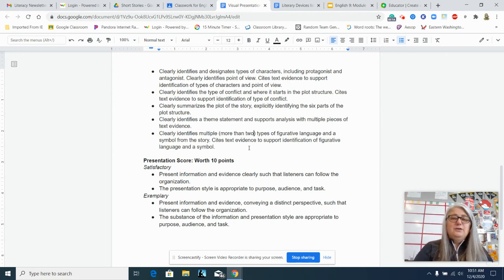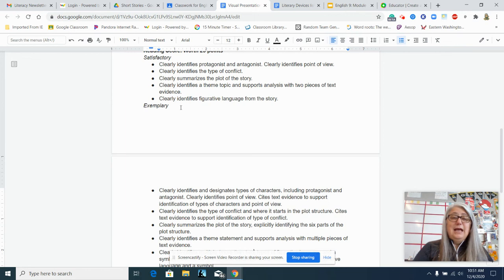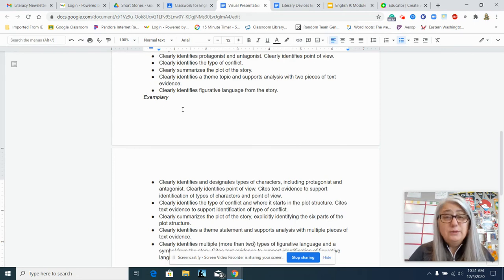Okay? So you can see exemplary, if you are going for that 25 out of 25, you're going to have to do a little more work. You have to put in more effort. You have to show that you understand what these concepts are, and you can apply them in a deeper, more meaningful way. That goes above and beyond 9th grade expectations.